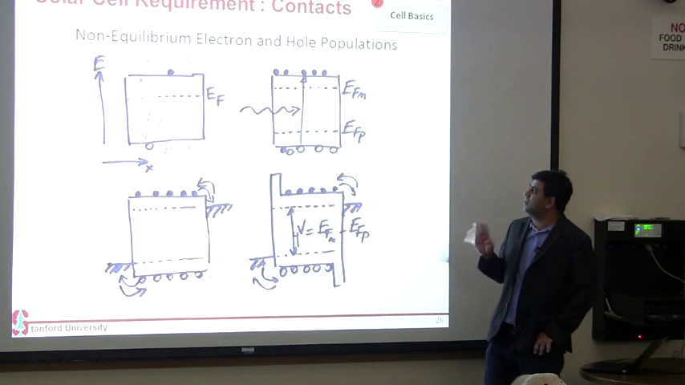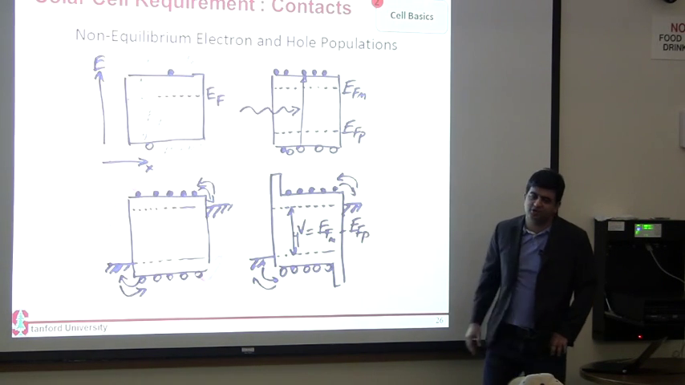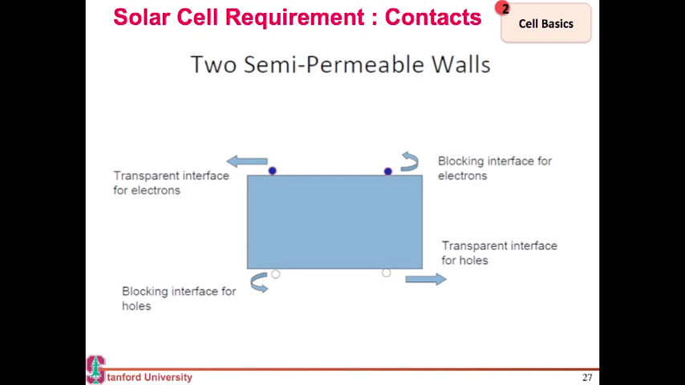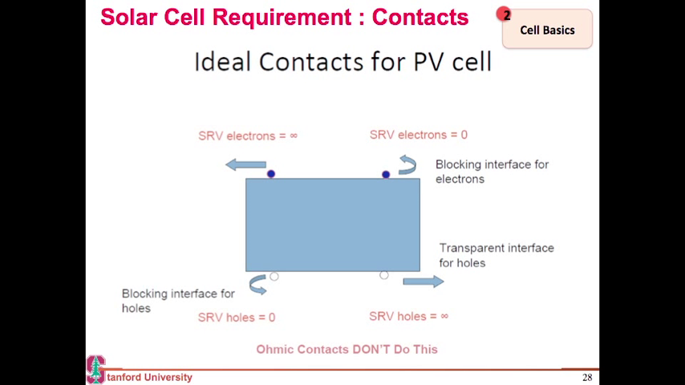and again you get solar action. So the only two requirements that I want to emphasize are that you need a density of state bottleneck, and you need a selective contact. You need a contact which is transparent to electrons and blocks holes. You need a contact which blocks electrons and is transparent for holes. The requirement this brings is that if I define my contacts in terms of selective recombination velocity, my surface recombination velocity for electrons should be infinite here. It should be zero for holes over here. On the other contact, which is selective to holes, it should be infinite for holes and zero for electrons. Most ohmic contacts don't work like that.